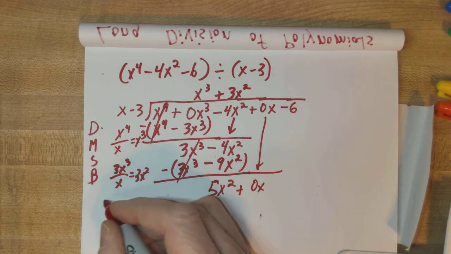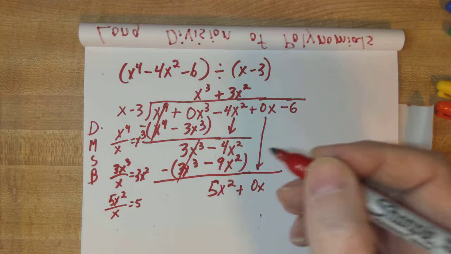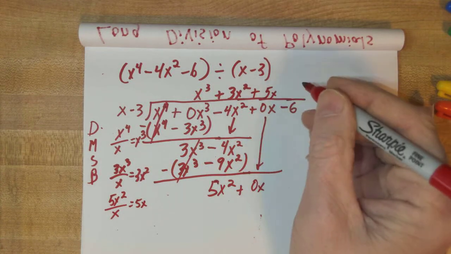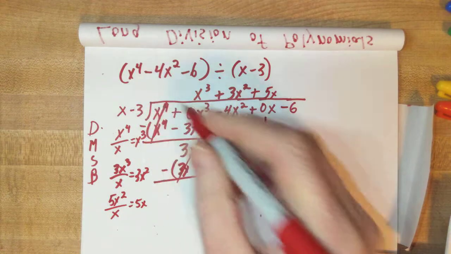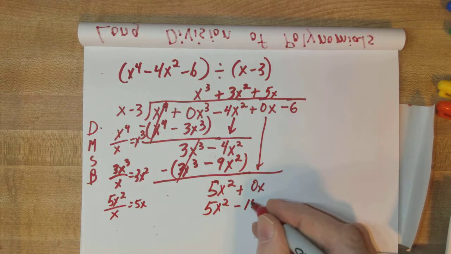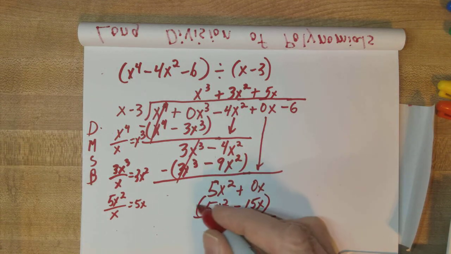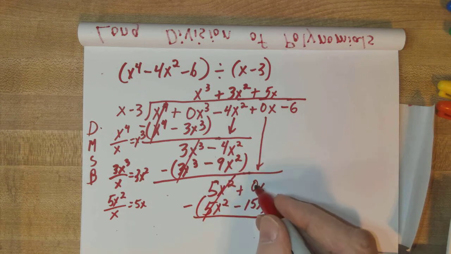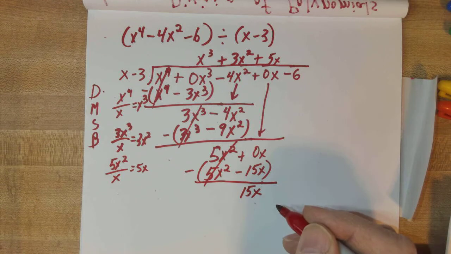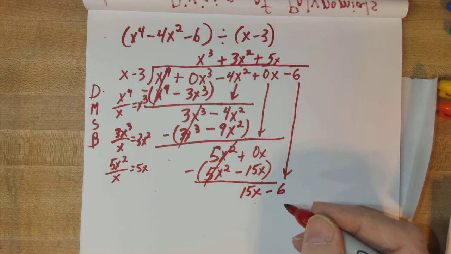And then I'm going to divide 5x squared by x, and that is 5x. So let's add 5x here. And 5x times x is 5x squared. Negative 3 times 5x is negative 15x. And so I multiplied, I'm going to subtract. That cancels. 0 minus negative 15 is positive 15x. And then one last term to bring down is negative 6.